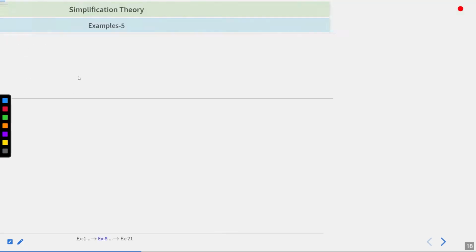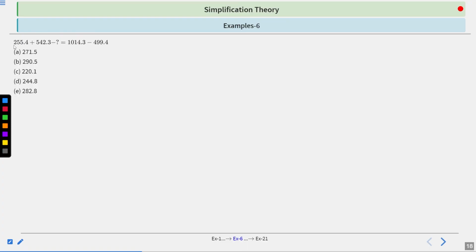Next one. Now our next example is 255.4 plus 542.3 minus question mark is equal to 1014.3 minus 499.4. You have five options. First one is 271.5, second is 290.5, C is 220.1, D is 244.8, and last one is 282.8. Now see the solution. The correct answer of this question is 282.8.